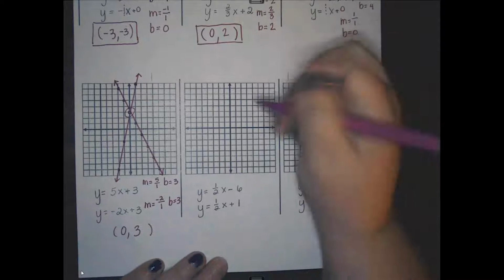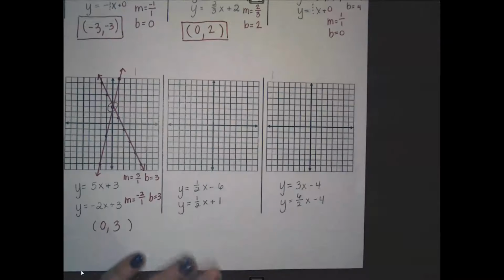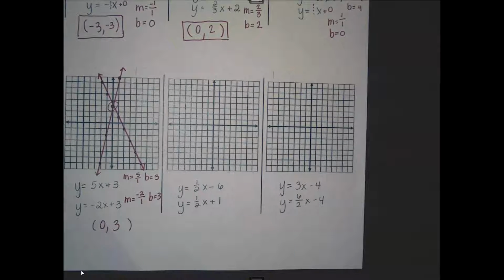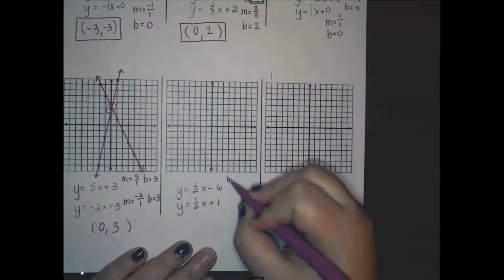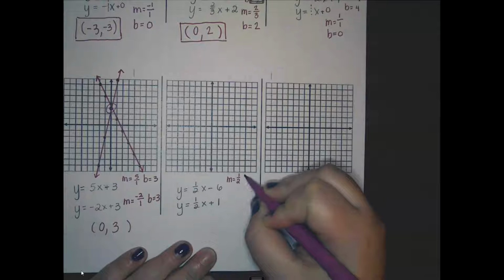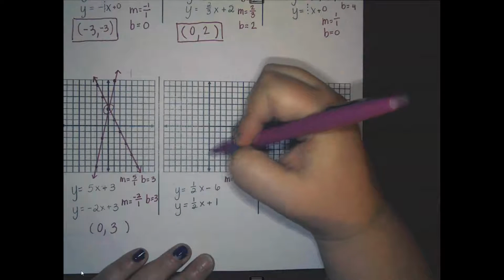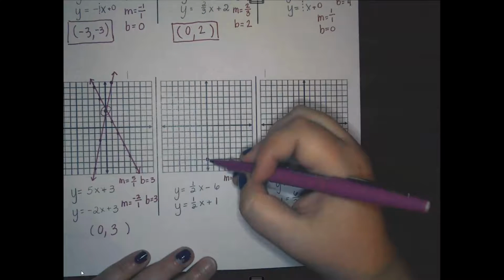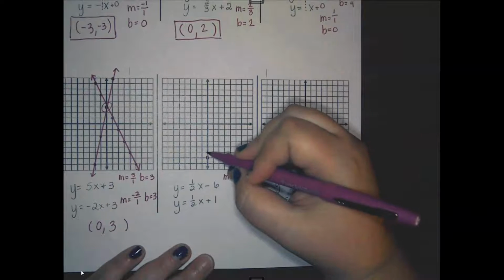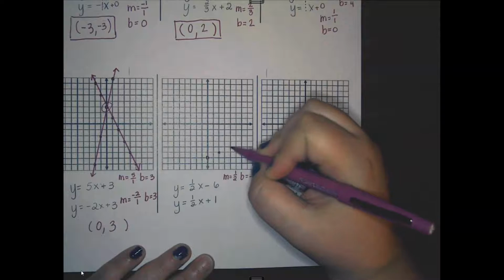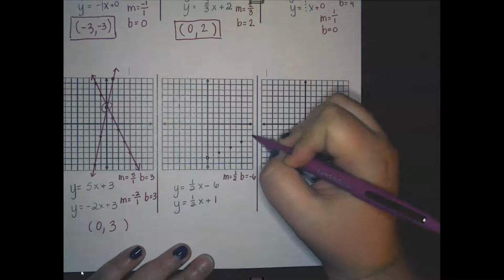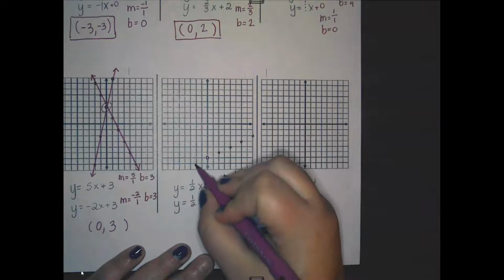All right, let's look at this one. My slope, I'll give you time to write it down. All right, so my slope is 1/2. My y-intercept, -6. 4, 5, 6. And my movement is up 1 and to the right 2. They're both positive. And then the opposite is down and to the left.